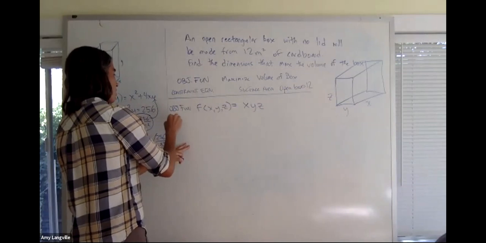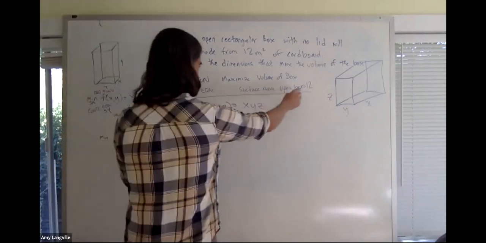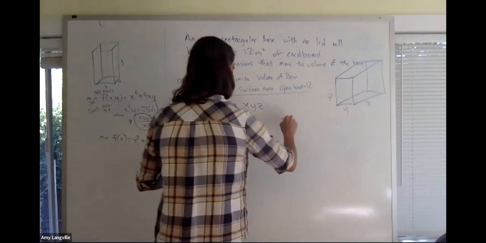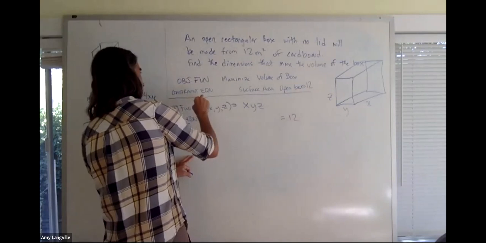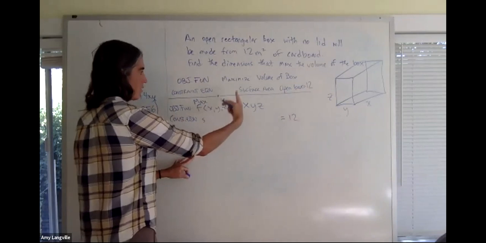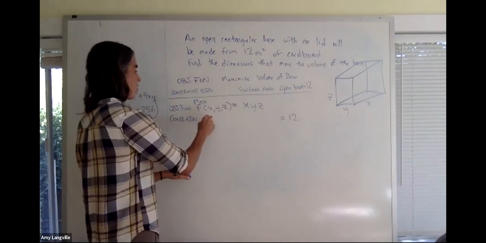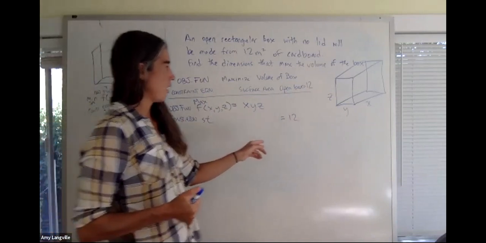Our constraint equation then is translating the surface area equals 12. Oh, sorry, I also forgot to say that I want to maximize this function. Maximize f of x, y, z, which is x times y times z, subject to, or such that, the constraint that the surface area is 12.